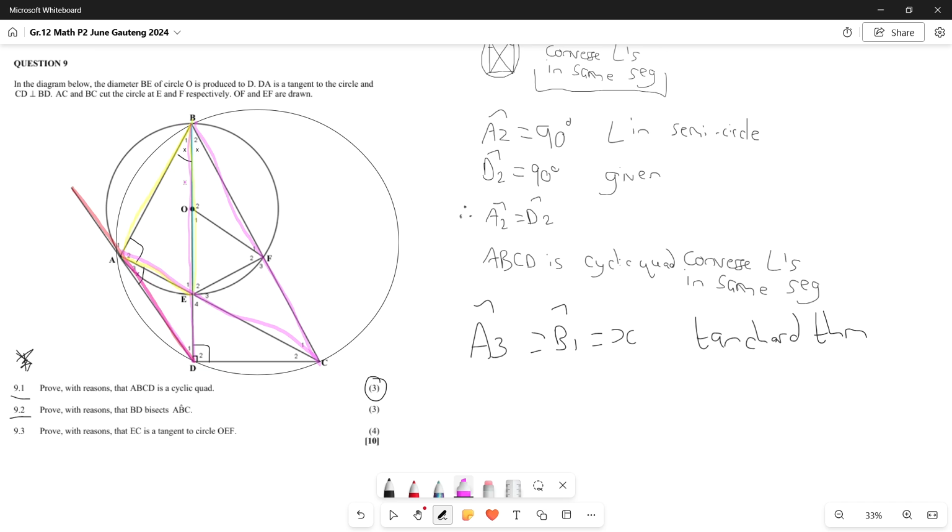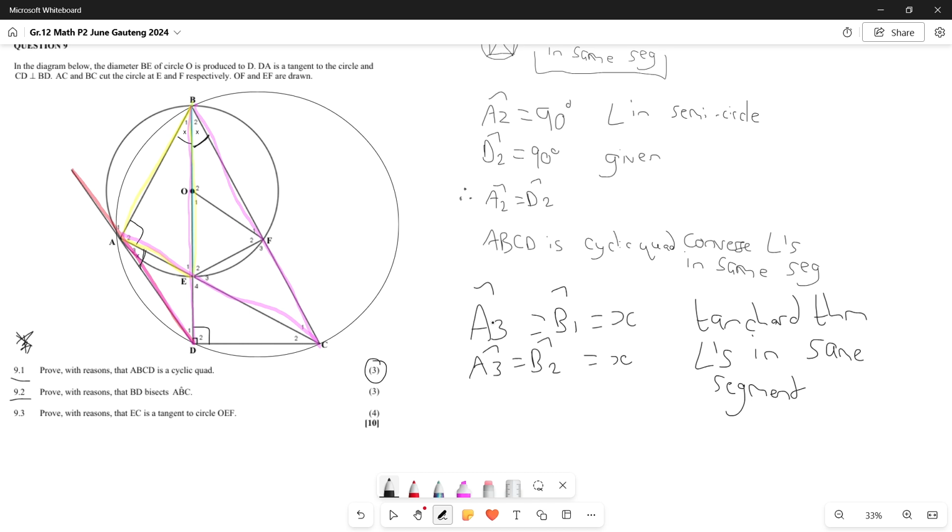We see that A3 is equal to B2 as well, because A3 over here is that part of the bow tie and A2 is this part of the bow tie, which means we can write A3 equals B2 equals X because of angles in same segment, which means that if A3 equals B1 and A3 equals B2, therefore B1 equals B2, which means that B1 equals B2 equals X.